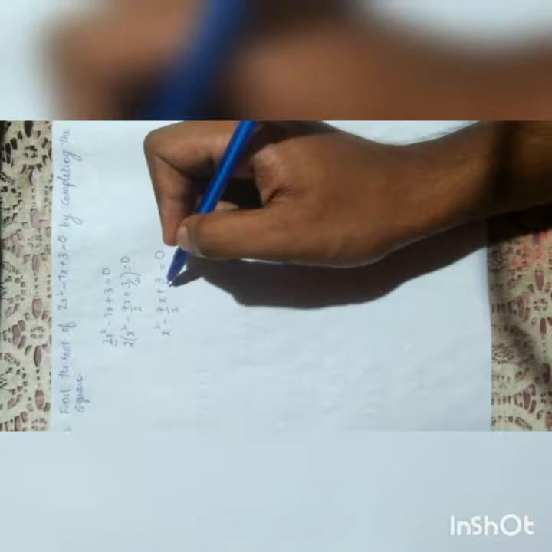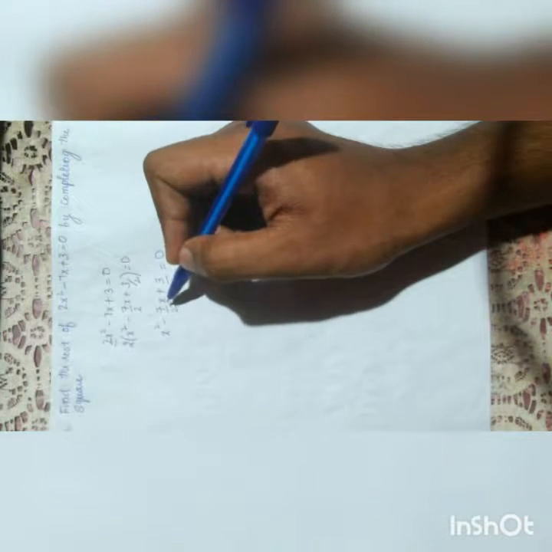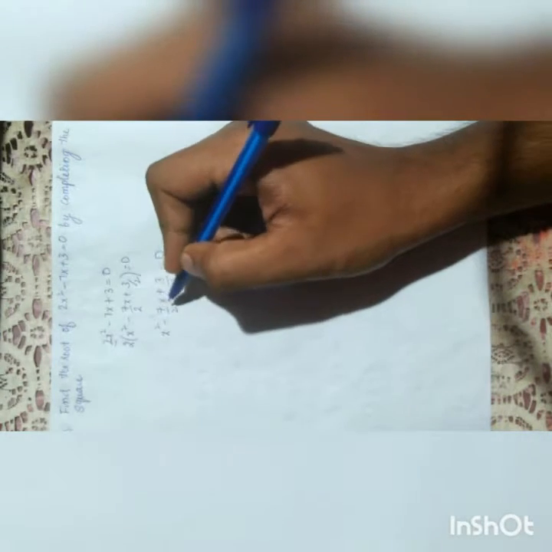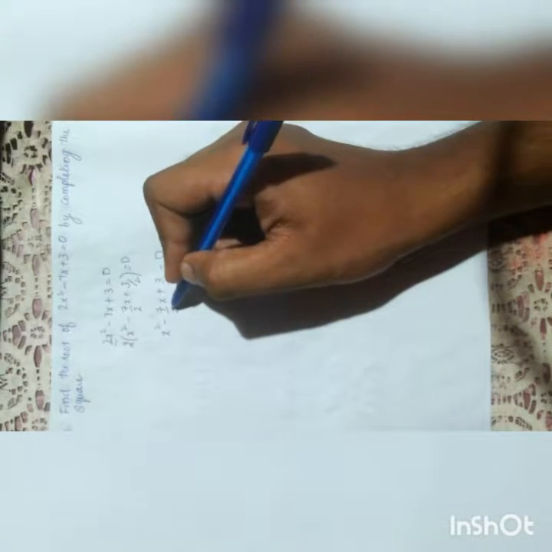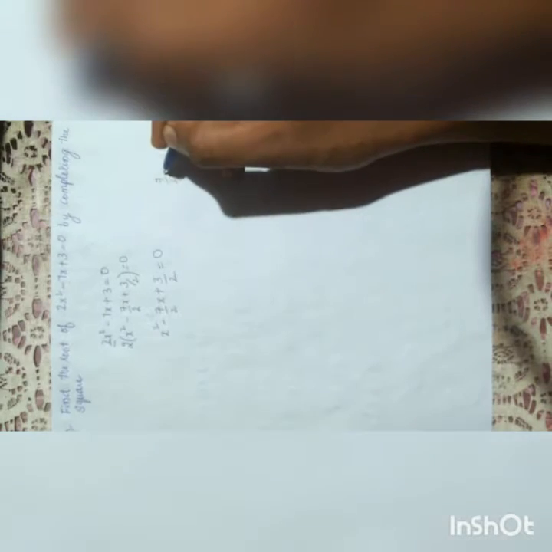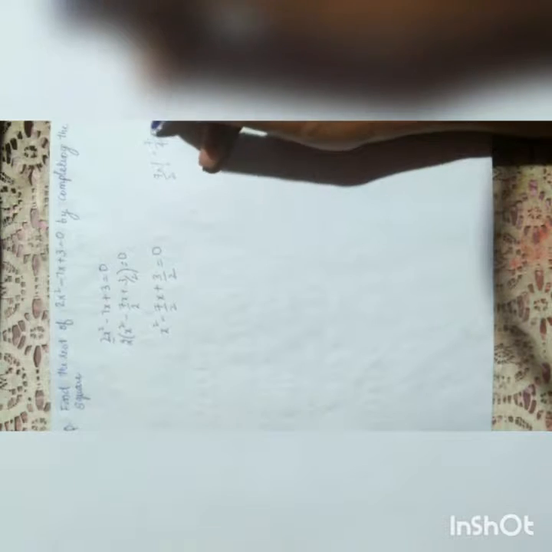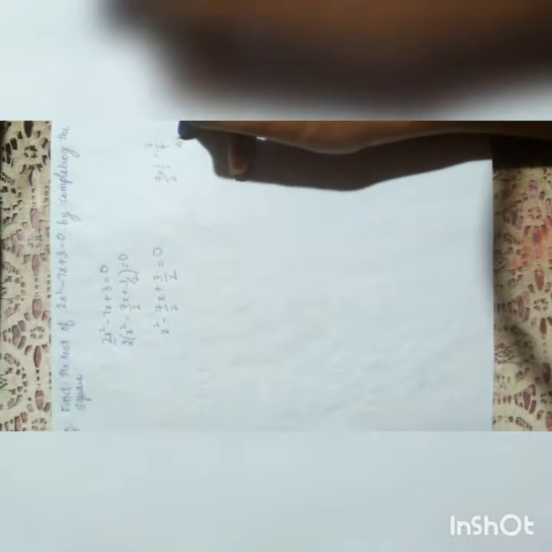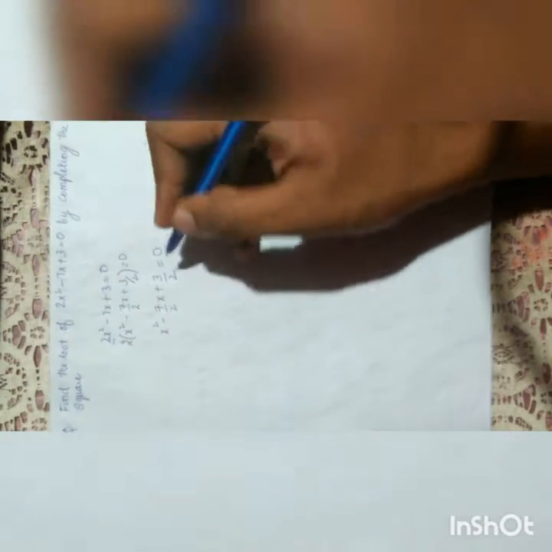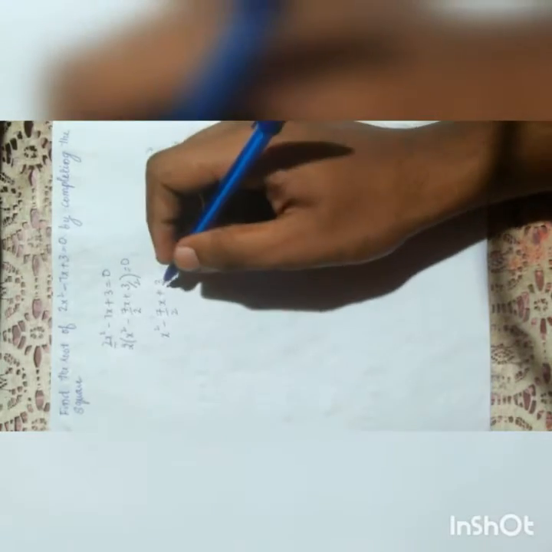Now to make this a square of something, we need to add and subtract the square of half of this middle one. So we have 7/2 in the middle, so we need to take the half of it, so it is 7/4. Now we need to square it, so it is 49/16. Now we need to add the square and also subtract the square ones.